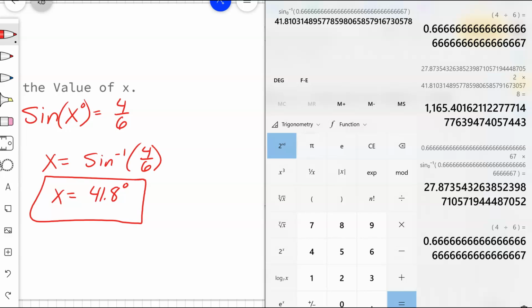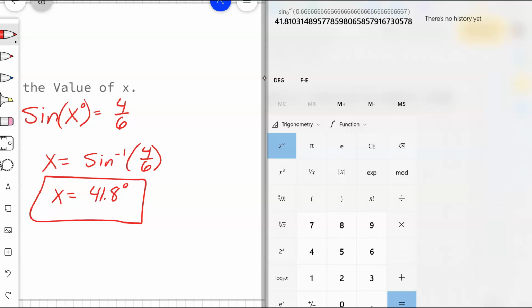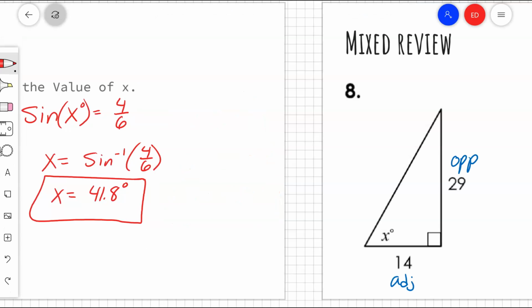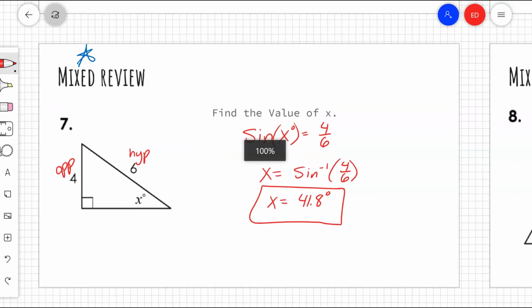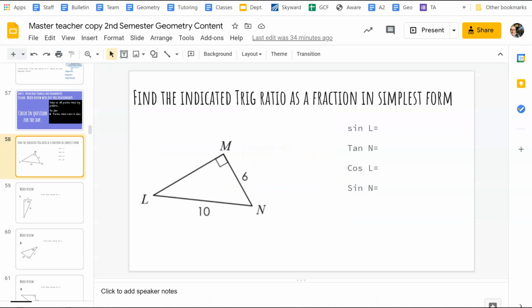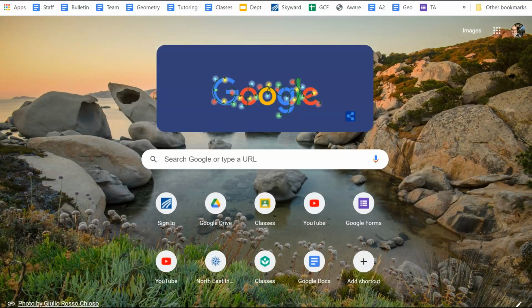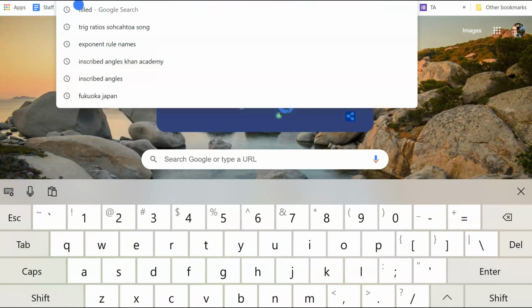Okay, if you have a special calculator, you do need to make sure you're in degrees mode, because if it's radian, it's going to be a completely different answer. So make sure you're in degrees. All right. I'm going to have a special video just on calculators here.